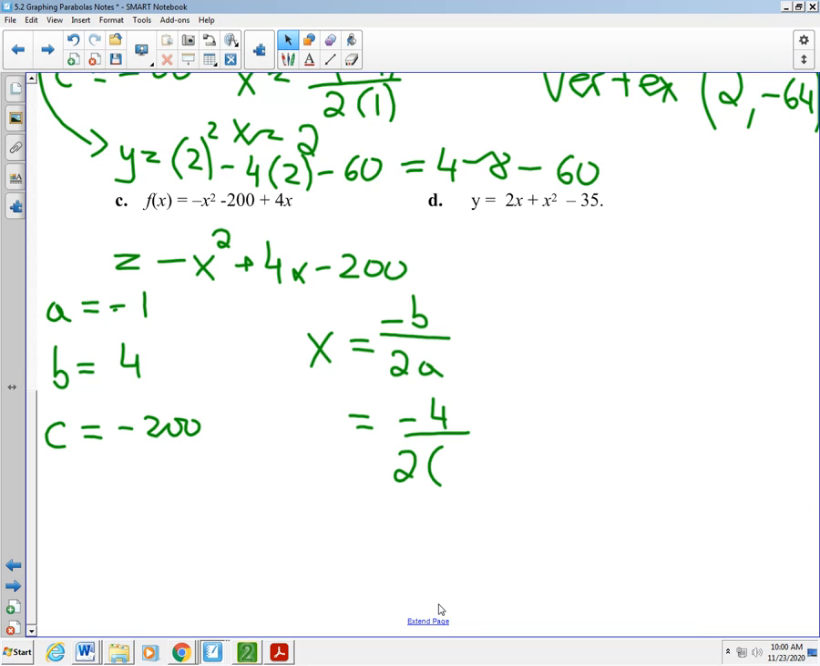Okay? Which will be equal to negative 4. Let me erase this. My smartboard is not working properly right now. So it'll be negative 4 divided by negative 2. And please remember, negative over negative is positive. So this will give you positive 2. So x is equal to positive 2.